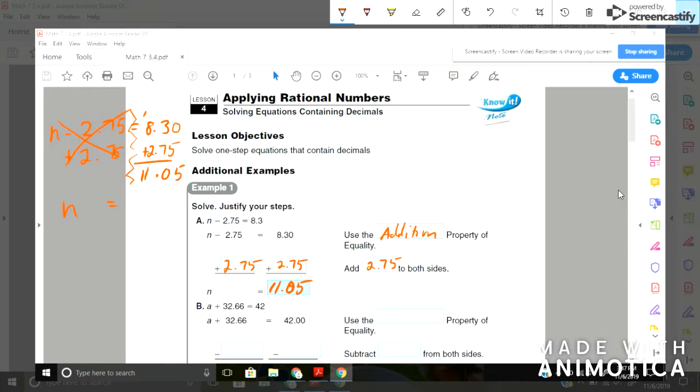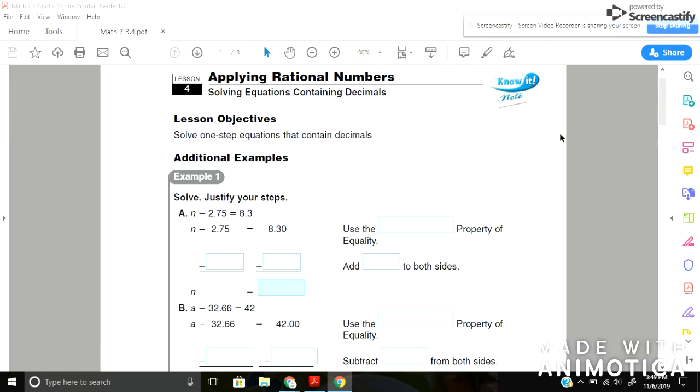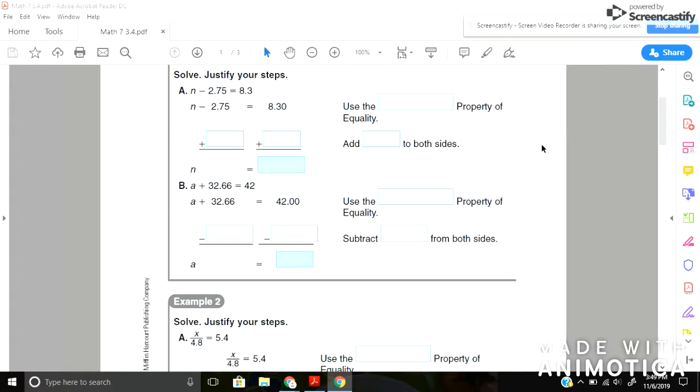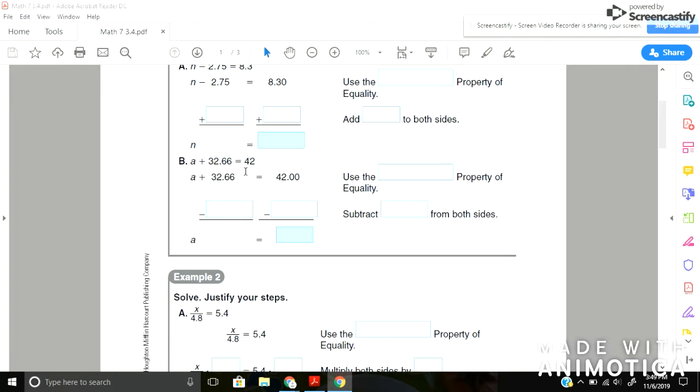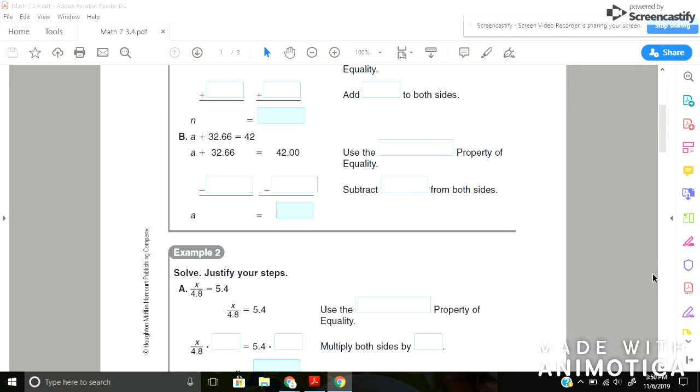So really, knowing those tricks to solving equations is going to help you here. And then also, in the same breath, remembering the rules that you need to follow when adding and subtracting and multiplying and dividing decimals as well as integers. So we're kind of putting everything all together here. Okay, let's do letter B next.